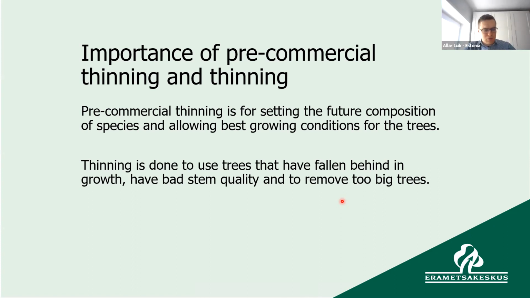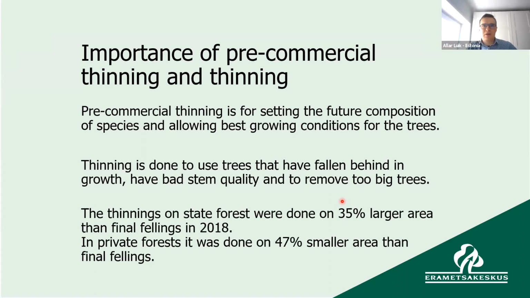And I tried to figure out the measure. I'm sure there is some other measure also, but we have a problem with thinning in private forests. The private forest owners don't do this thinning enough. So, for example, in the state forests, thinnings were done on 35% larger area than final fellings in 2018. But in the same year, in private forests, the thinnings were only done on 40% or 47% smaller areas than final fellings.